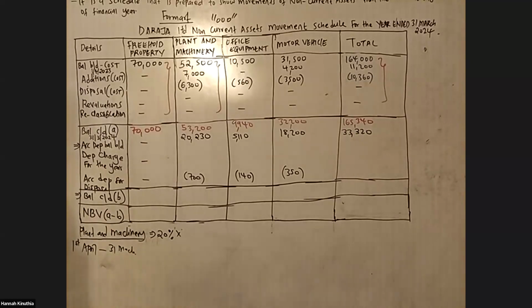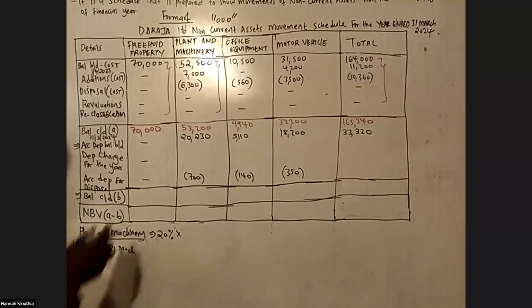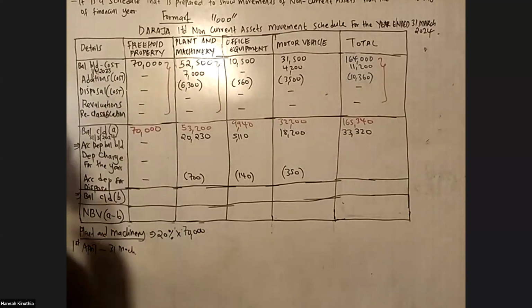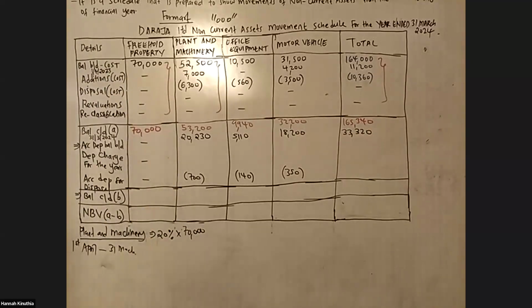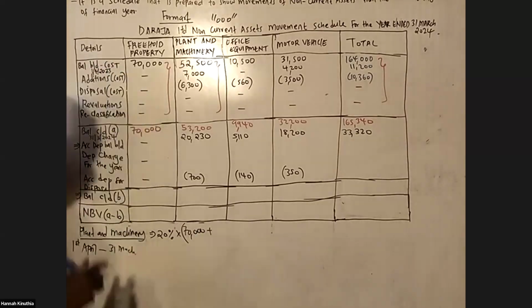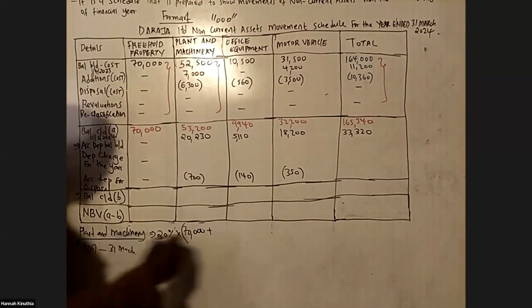Hivyo hivyo kuendelea. Now, this item was there at the beginning of the year, 70,000. Now, you need to consider, were there any items that were acquired during the year? For this item, the plant and machinery, yes. We have a machinery. When was it acquired? This machinery was acquired at 1st April 2023, meaning it was acquired at the beginning of the year. So ilianza mwaka ikianza.